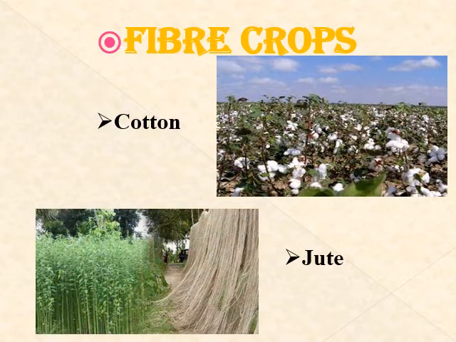Second category of major crops is fiber crops. Students, fiber crops can be divided into two categories on the basis of origin: natural fibers and artificial fibers. Natural fibers are cotton, jute, natural silk and wool. And artificial fibers are rayon, nylon and terylene. Let us discuss that.